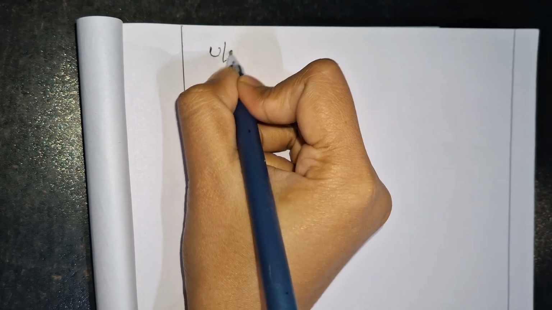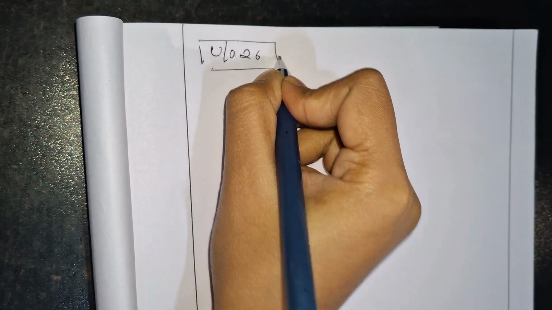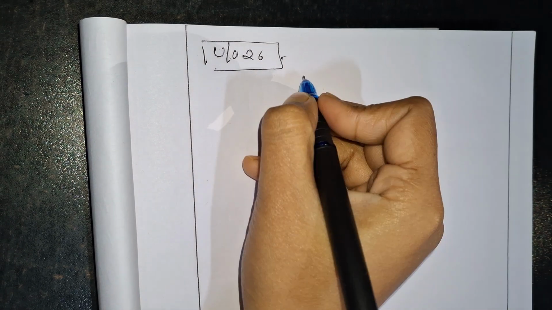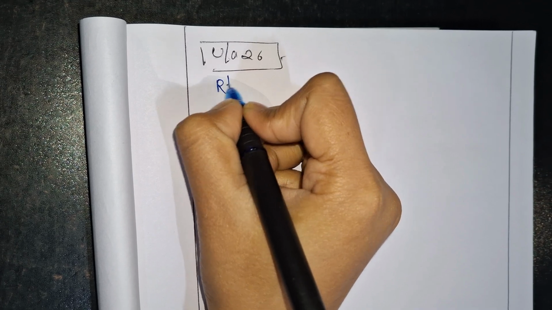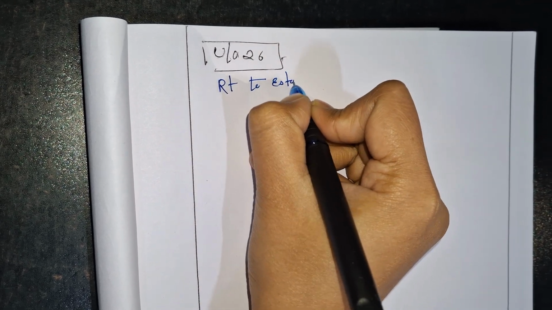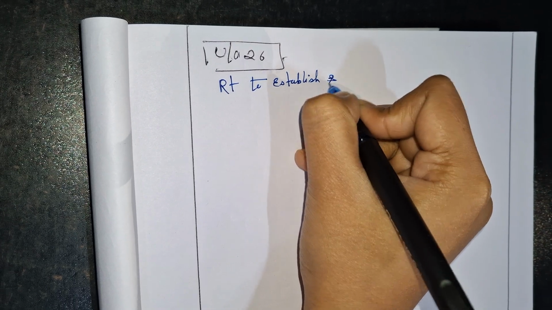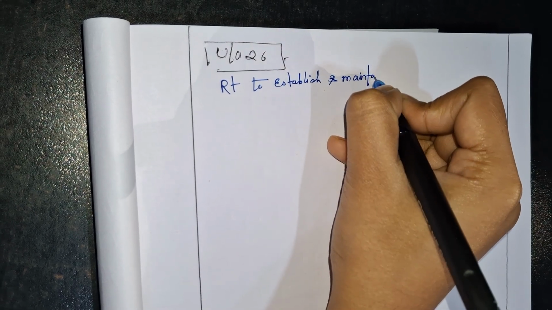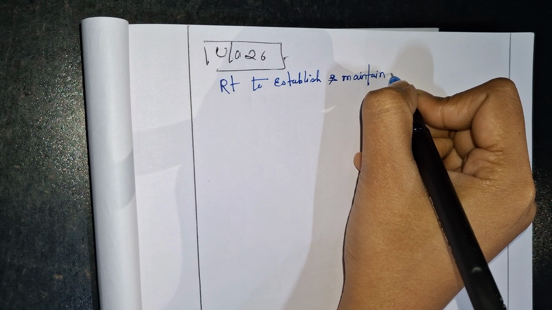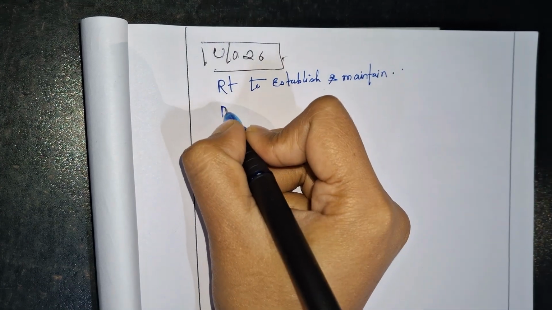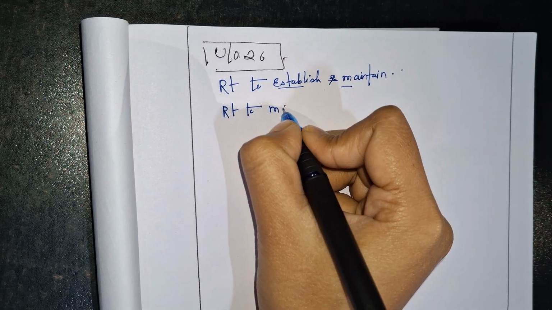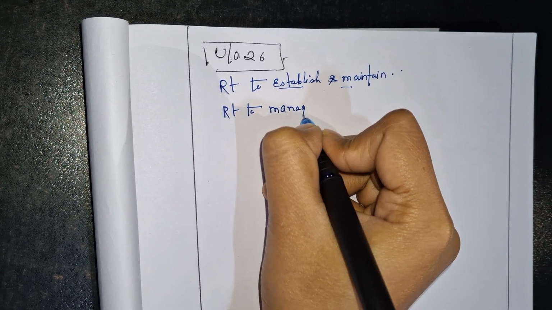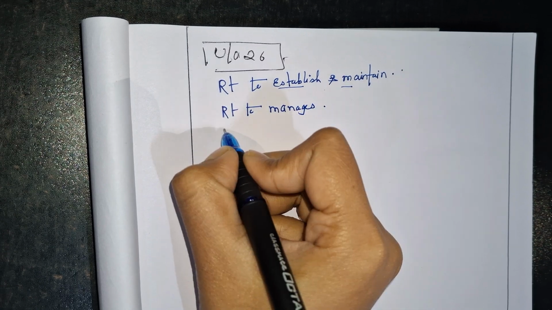Next article is Article 26. Article 26, every religious denomination or any of its section shall have the following rights. First is right to establish and maintain institutions for religious and charitable purposes. पहले तो establish and maintain. Next is right to manage its own affairs in matters of religion.